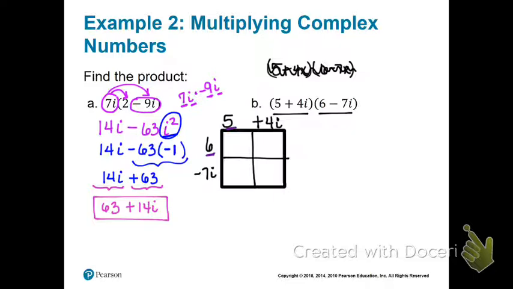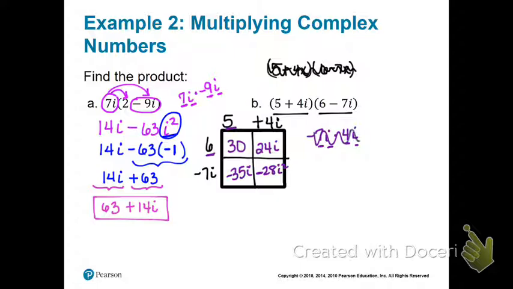So starting at the top left and going across, I got 6 times 5 is 30. 6 times positive 4i is 24i. Negative 7i times 5 is negative 35i. And negative 7i times positive 4i. Well, if you need to, write it down so you can see it closer together. Or just take it piece by piece. What's a negative times a positive? A negative. What's 7 times 4? 28. What's i times i? i squared.